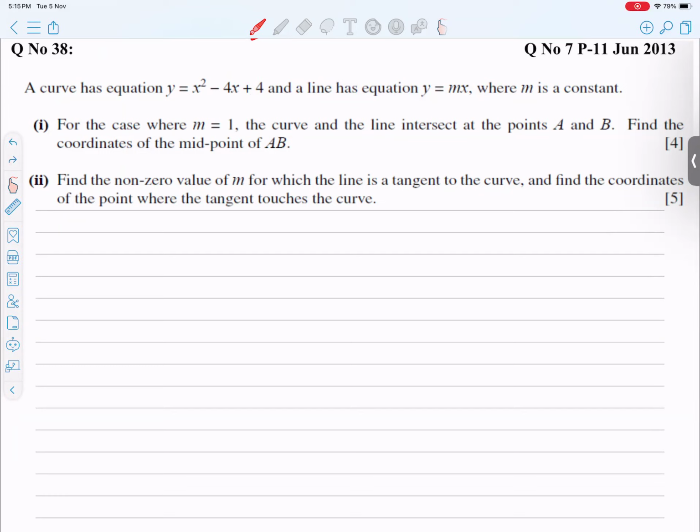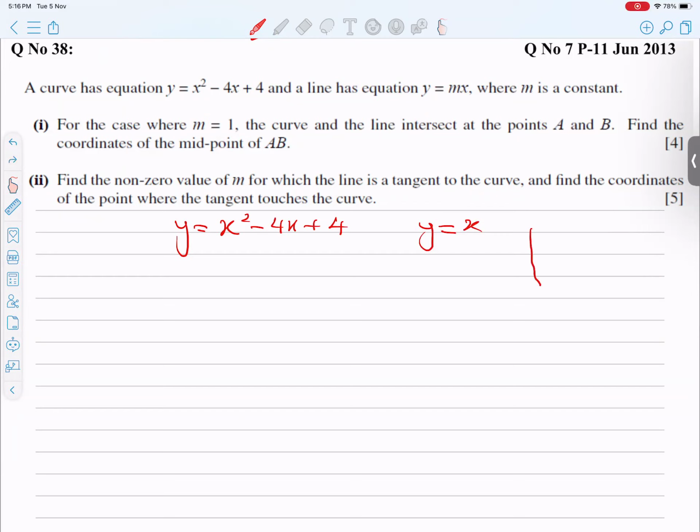He's saying let's assume the m value is 1. So I will plug in 1 here. When I plug in 1 here, student, it will turn into this form. So 1 times x becomes x. Okay, he's saying find where the line intersects at A and B.